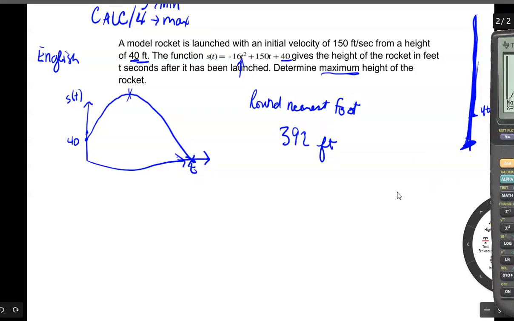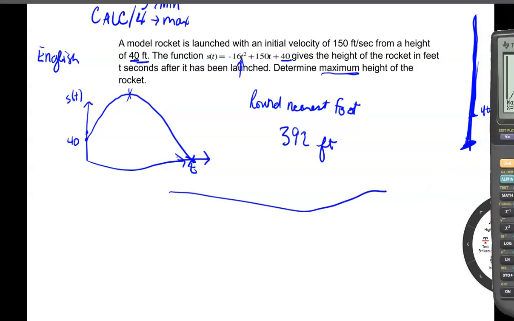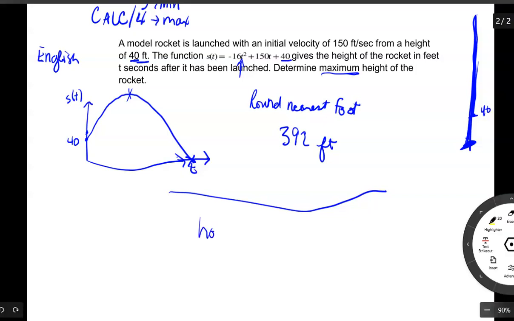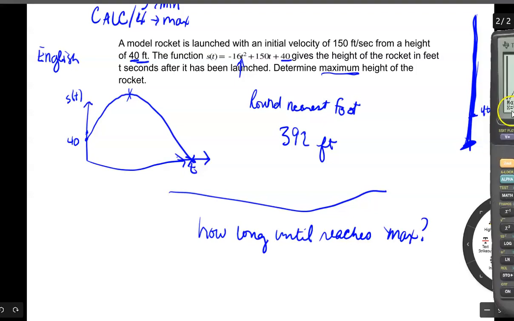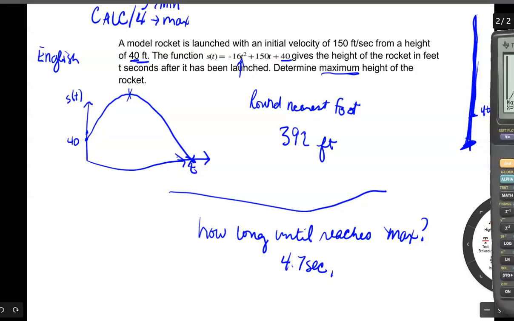Okay, this problem could have asked a couple other things, so I kind of want to go ahead. I know this video is getting long, but I think it'll be helpful because you're going to see these in homework. What if it had said how long until it reaches the top? In other words, what time, how much time? And that would be the x value, which is, let's just say we'll round it to 4.7. And that's in seconds.